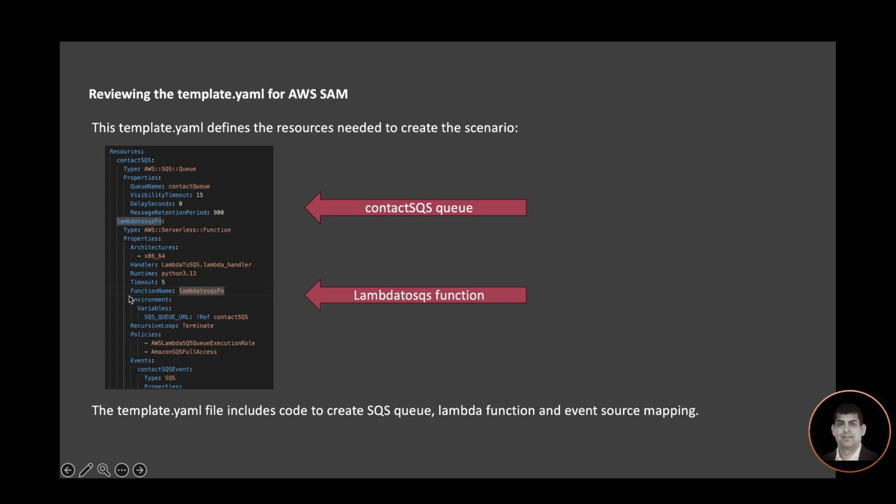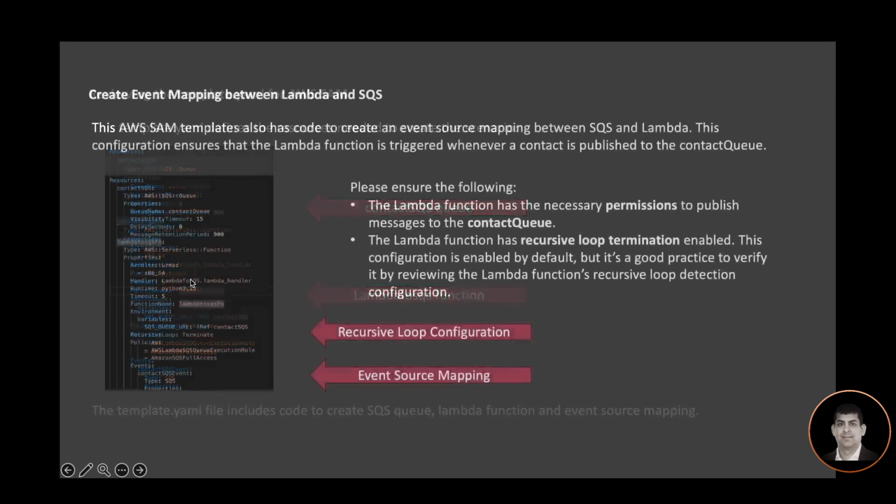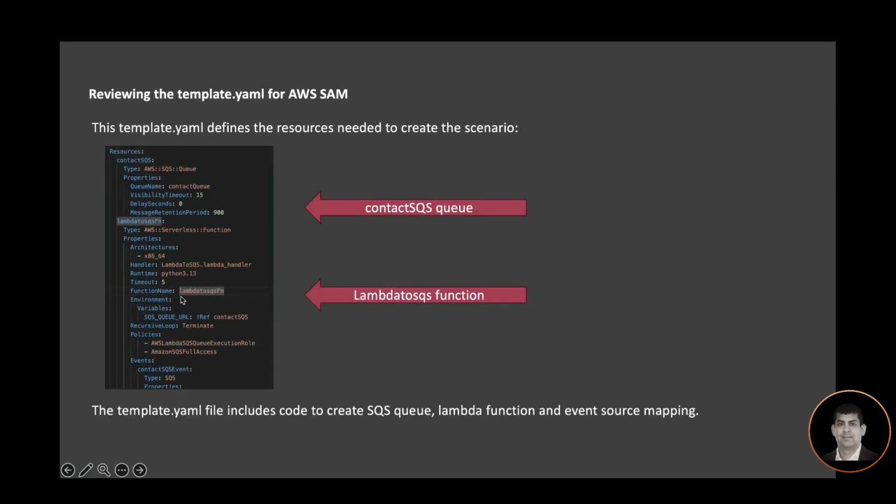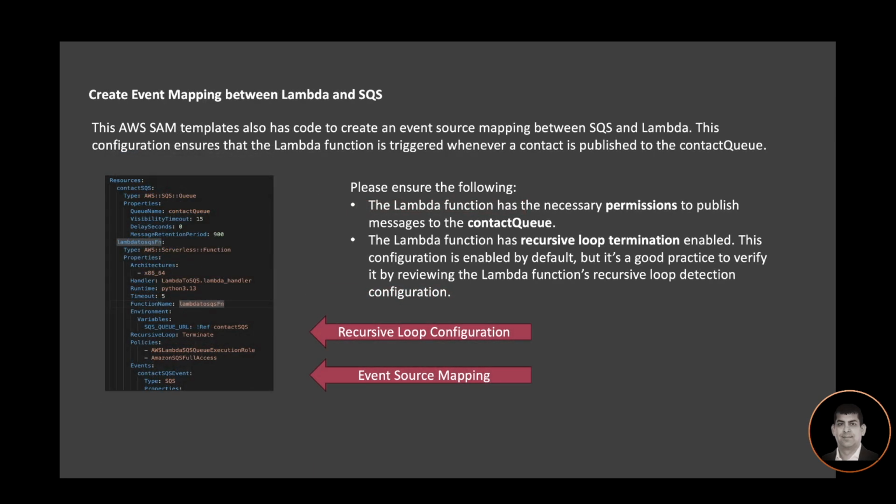And then I have the Lambda function, which is getting defined with the runtime of Python 3.13. And then we have the timeout and a few other parameters here. Also, there is a policy applied, and that's needed just to make sure that the Lambda function actually has permission to send messages to the SQS queue. Let's look at more of this template.yaml.